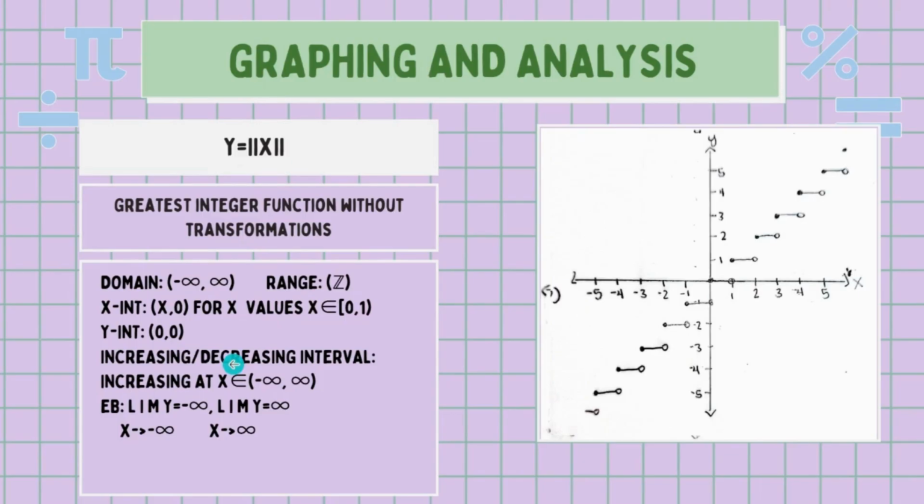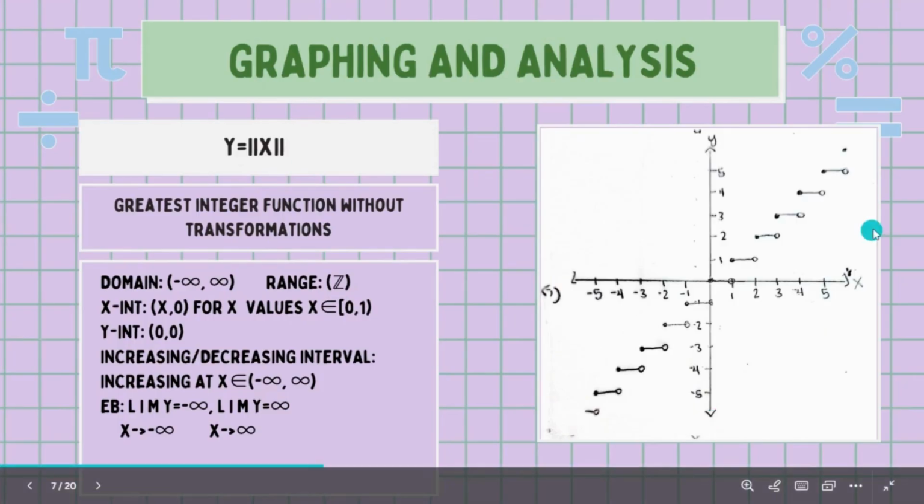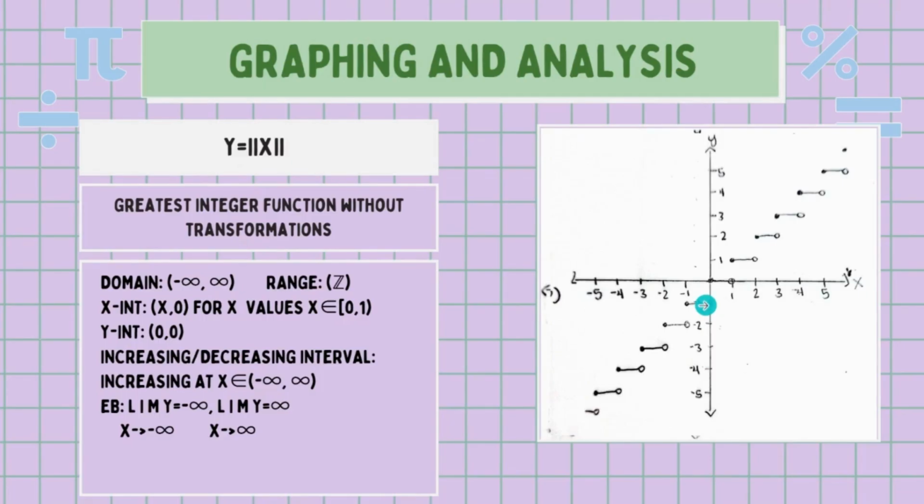X-intercept is an element of all x values in which x is greater than or equal to 0 and less than 1. Y-intercept is at the origin. Increasing intervals, the function is increasing at all x values. And end behavior. As x approaches negative infinity, y equals negative infinity. As x approaches positive infinity, y equals positive infinity.